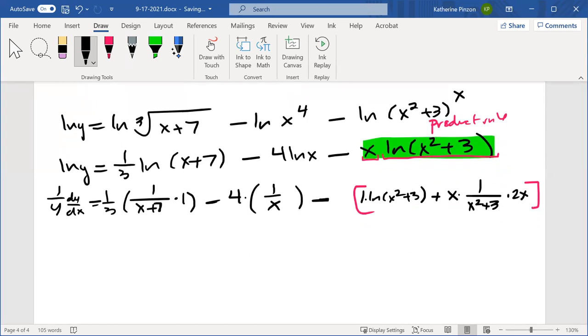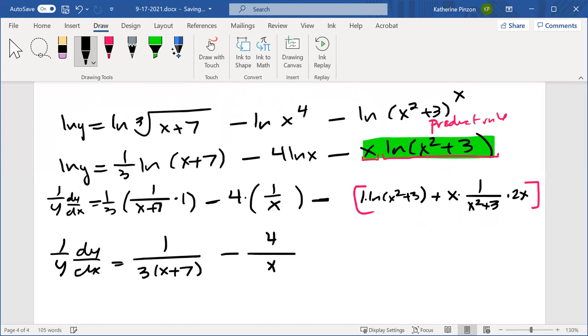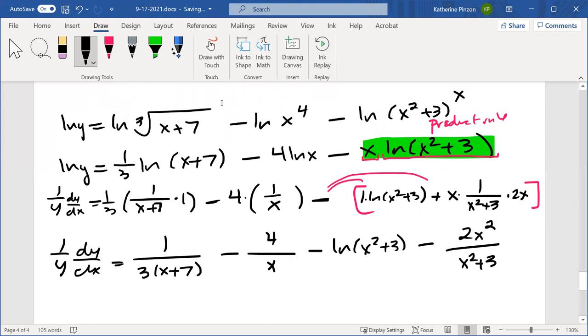Okay, I'm going to do a little bit of simplifying. This is 1 on the numerator and then x plus 7 in the denominator. This is 4 in the numerator, x in the denominator. Both of these guys are going to be minus. That's going to get distributed. Both of these guys are going to be minus natural log x squared plus 3 minus. This has x squared plus 3 in the denominator and x times 2x or 2x squared in the numerator.